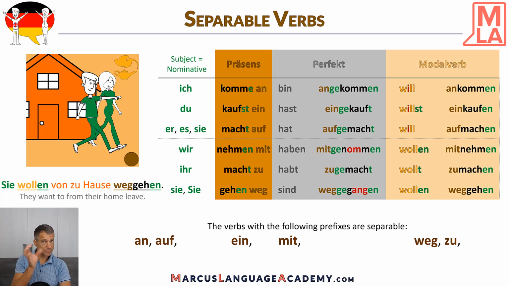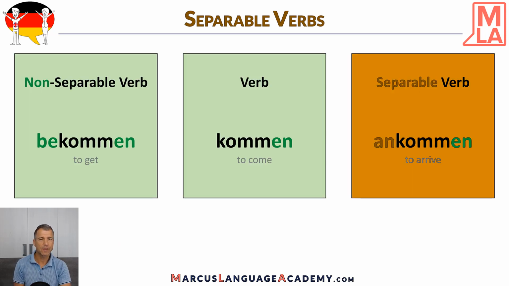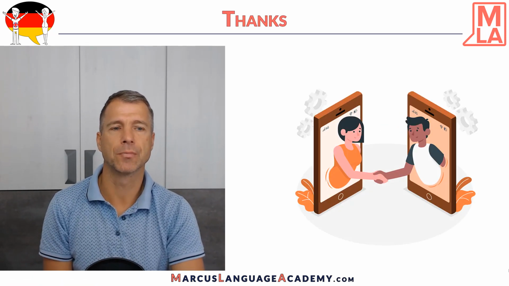So those are some examples for other prefixes that separate, and we have some more. Let's complete the list. We have ab, an, auf, aus, bei, ein, los, mit, nach, her, hin, vor, weg, zu, zurück. So those are the prefixes that separate. Remember, we have three types of verbs: a normal verb, a non-separable verb, and a separable verb. And now you know how the separable verbs work, and in my course we use the color brown.